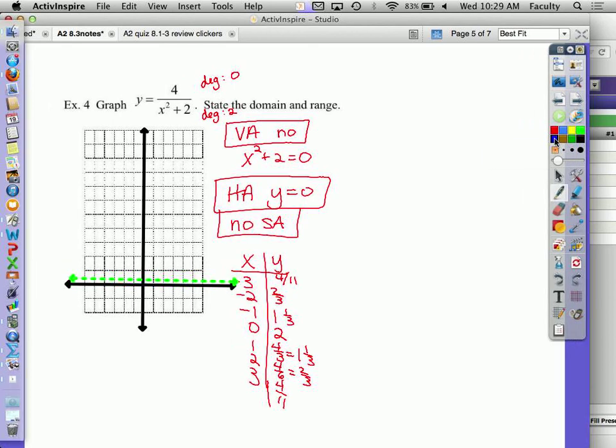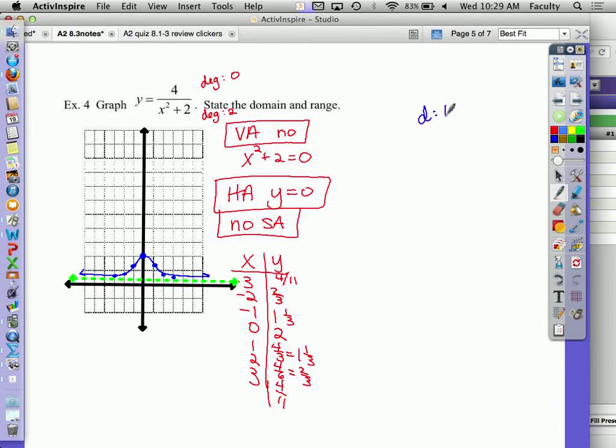Okay, so let's plot our points. I have 0, 2. I have 1, 1 1/3. Then let's use the symmetry and put the other side. I have 2, 2/3, 3, and just a little bit less than a half. Make sure when you draw this, it's not touching the horizontal asymptote.